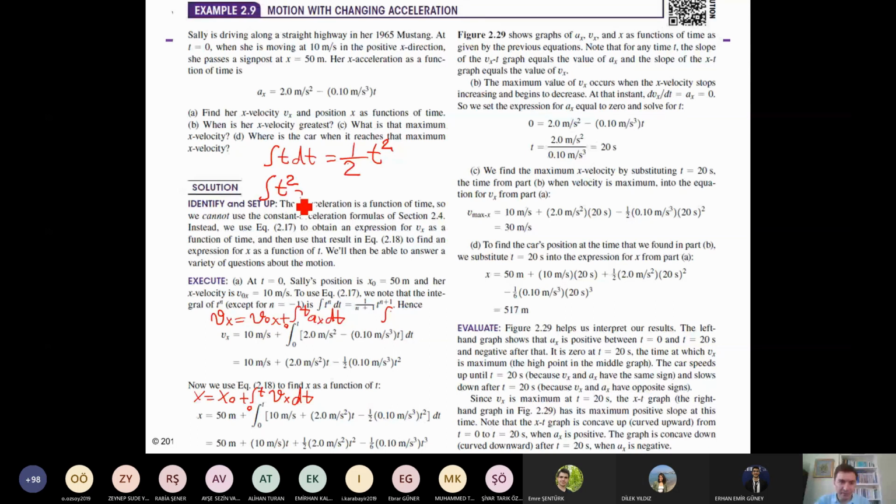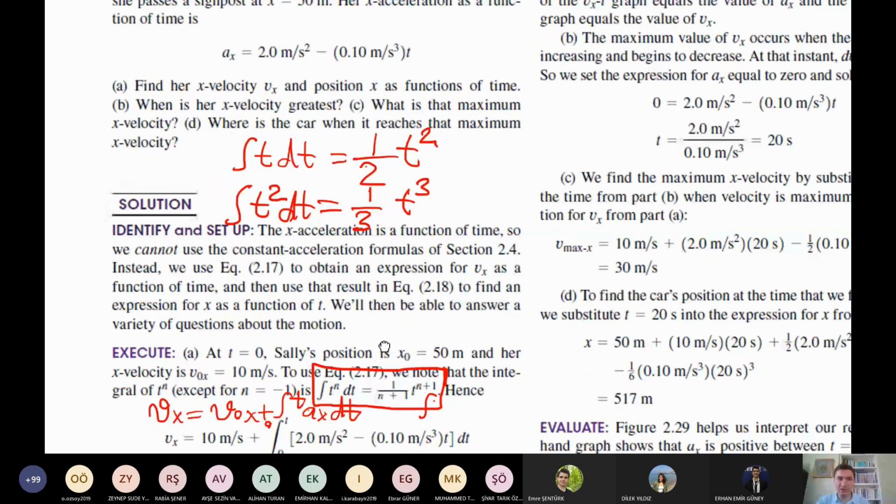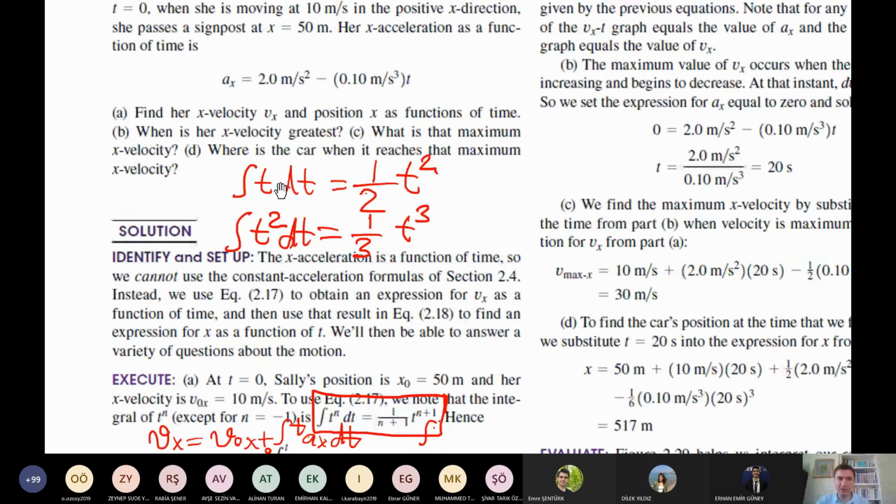It is given here, you see. So here I have acceleration, which is given in the question. If I take the integral of this one, I will get 2 meters per square second times t, minus 1/2 of 0.1 meter per cubic second times t squared. Then you can get the result for the velocity as a function of time. What was the question? Velocity as a function of time. Okay, so then we have the result for the velocity.